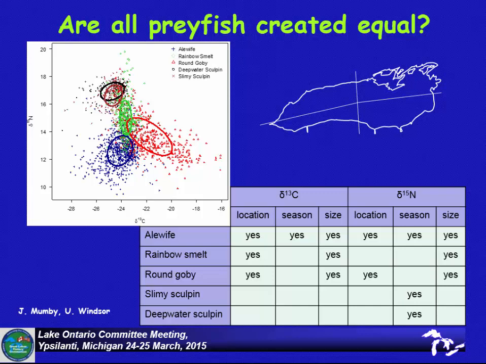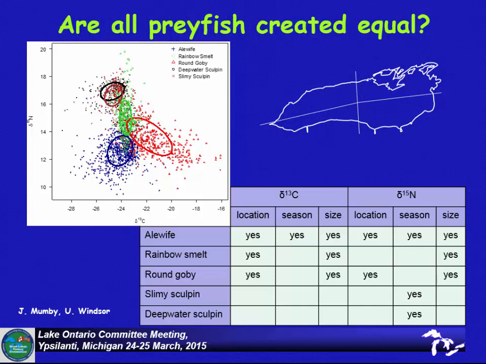So for alewife, not all alewife are created equally. They vary significantly by location, by season, and by size for both carbon and nitrogen isotopes. For smelt, the variation exists primarily by location and size without a seasonal effect, and for nitrogen, it only exists for size. Gobies show a similar pattern to the smelt, with a location and a size effect. But for our sculpins, the only significant effects showing up are for nitrogen. So again, all these prey fish are not created equally in the lake.